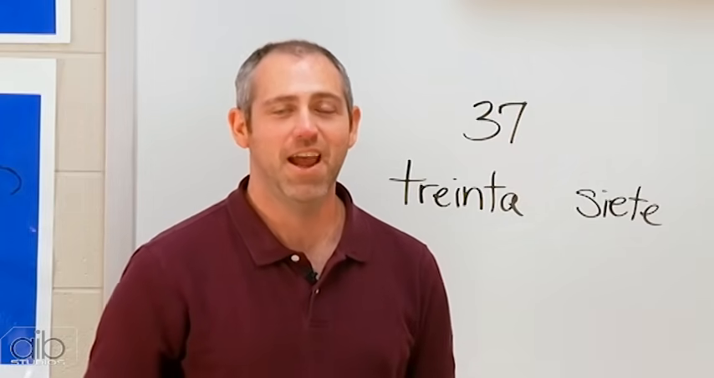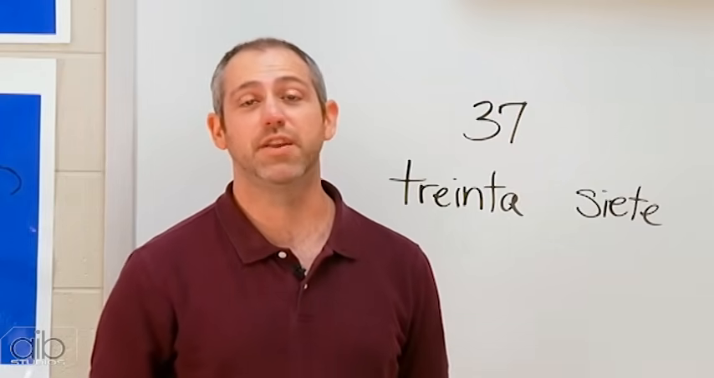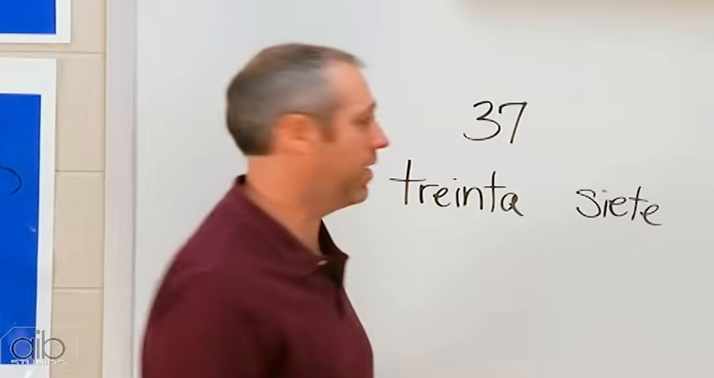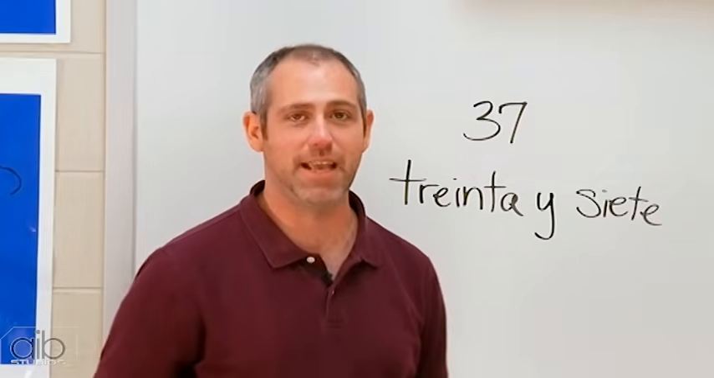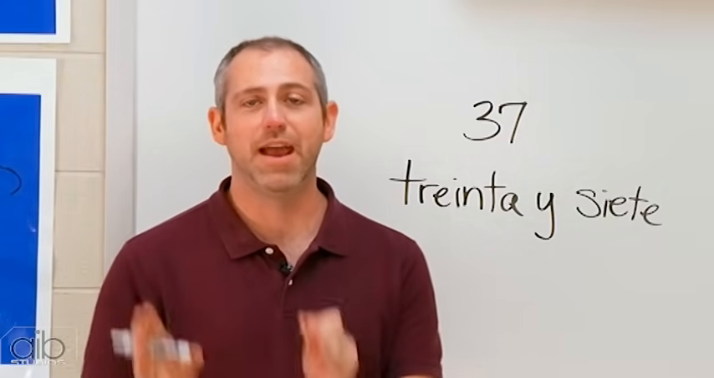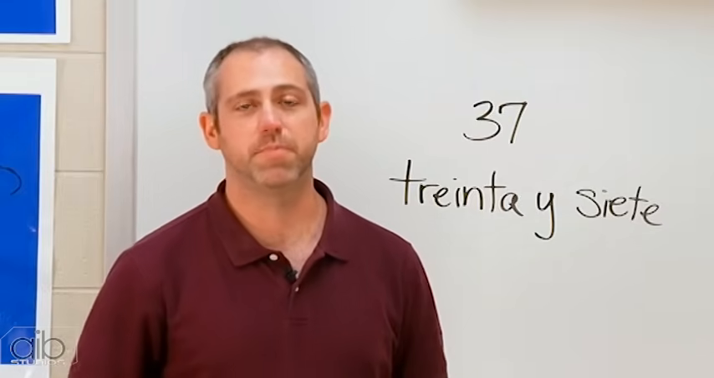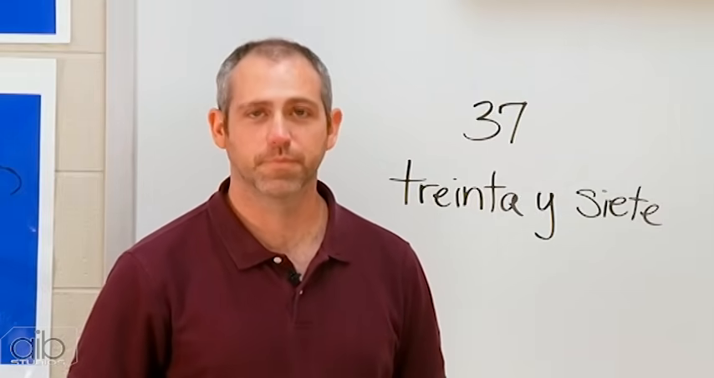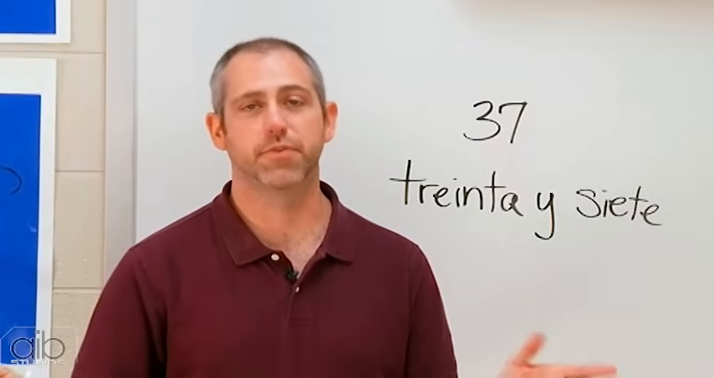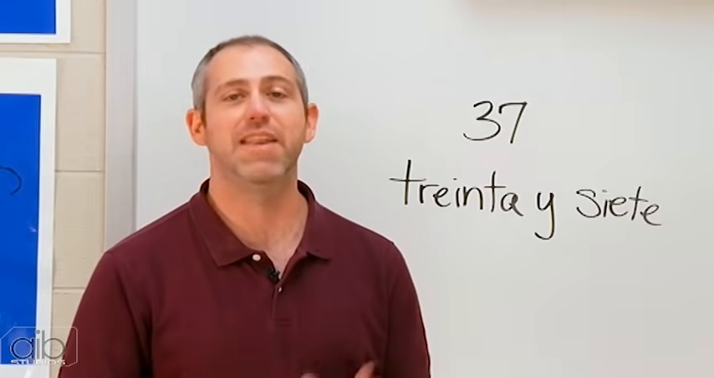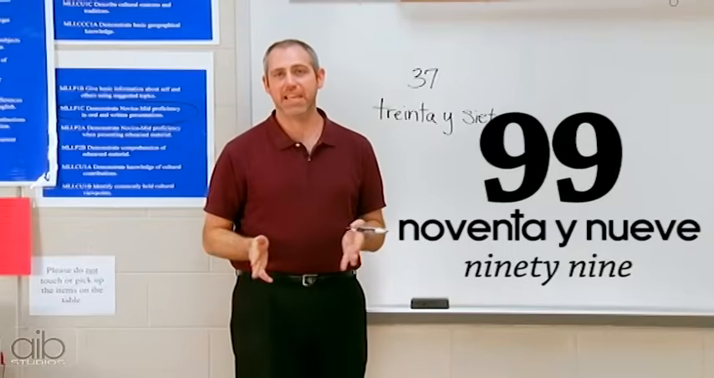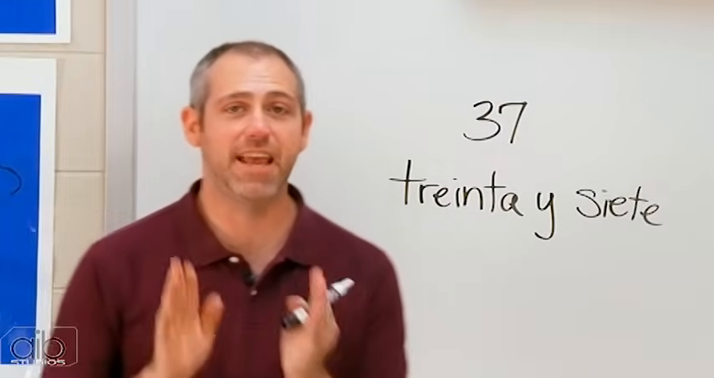Now watch, we only have to do one little modification in Spanish. It's still really easy. All you have to do is remember that in Spanish, they don't say 37, they say 30 and 7. So we're just simply going to put the word and in the middle there. So 37. So let's try a few on our own. 42. We're going to say 40 and 2. So try to put that one in Spanish right now. 42. Let's try one more just for some extra practice. What about 99? Okay, 99. Good.